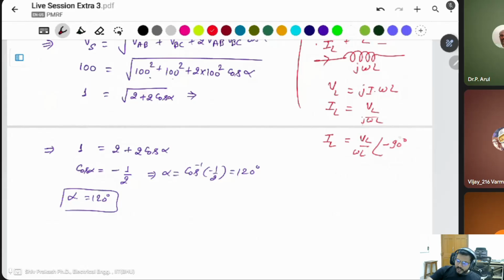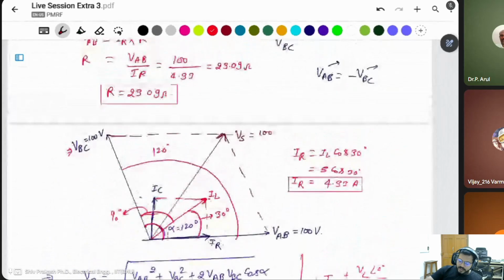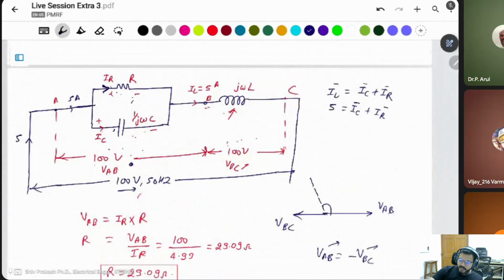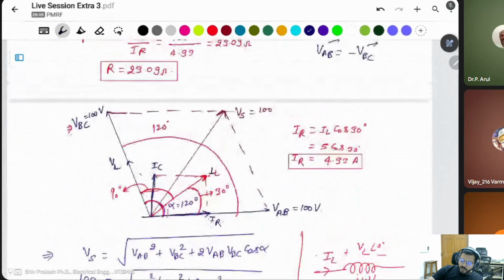It means the angle difference between voltage and current in the inductor and the capacitor is 90 degree. This is the current IL, and this is the voltage VL given in the question, because there is a single inductor only. The angle difference between this and the voltage VBC is 90 degree. If these two differ by 90 degree, then what is the angle difference of these two? 120 minus 90 is 30 degree.